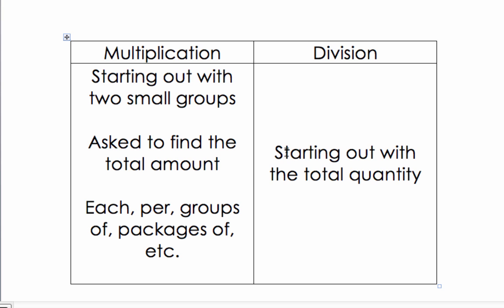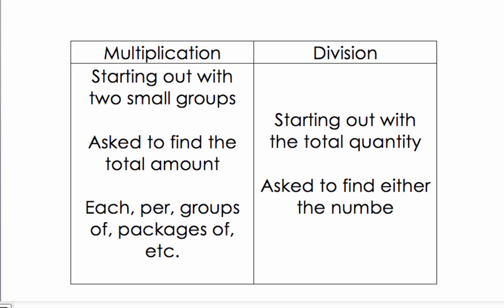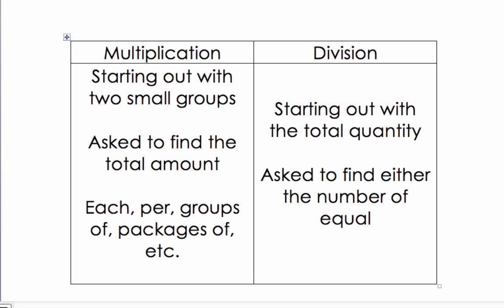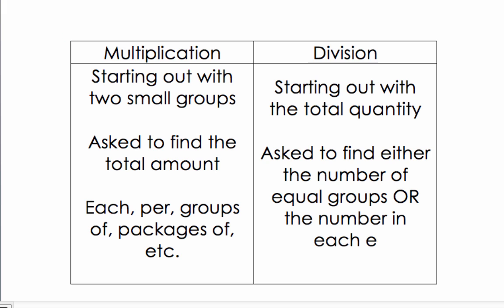Now with division, you are starting out with the total. You're not being asked to find the total. They will give you the total quantity first. So for instance, you'll be given a total number of something and you'll be asked to find, make sure you're writing this down, you'll be asked to find either the number of equal groups or the number in each equal group. So those are the key differences between multiplication and division.